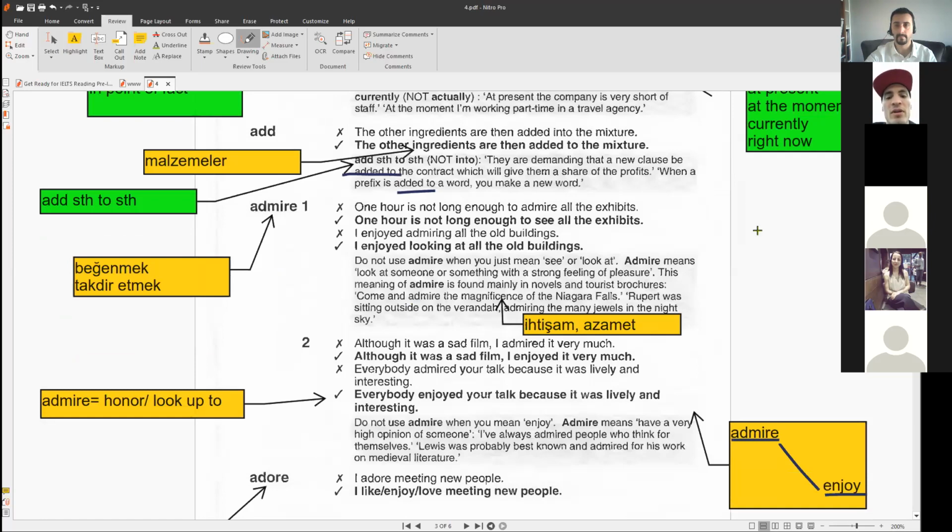Admire, please. Me. Can I read? One of the gentlemen said me. Who is me? My name is Nurullah. Okay, yes, Nurullah, you please. 1 hour is not long enough to admire all the exhibits. 1 hour is not long enough to see all the exhibits. So admire and see. Read it again, Nurullah. I enjoyed.